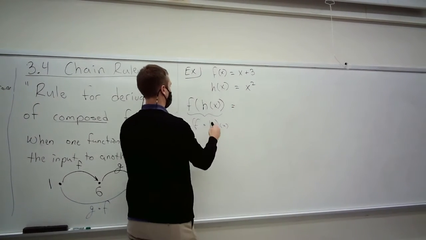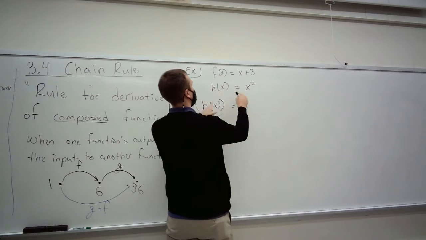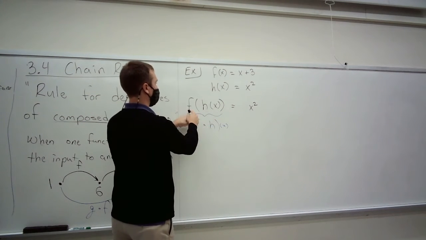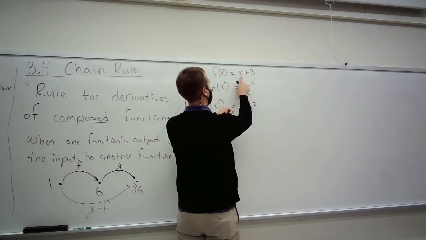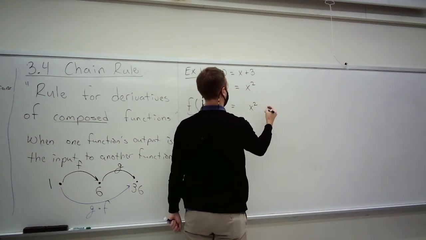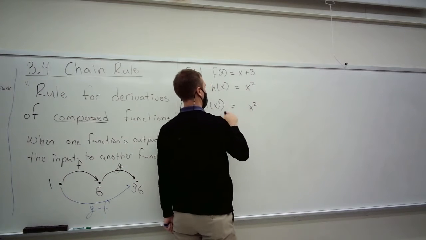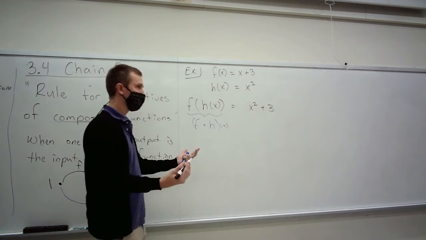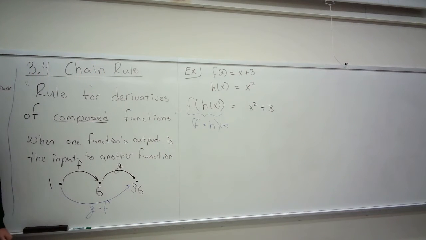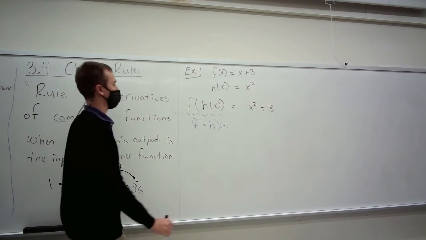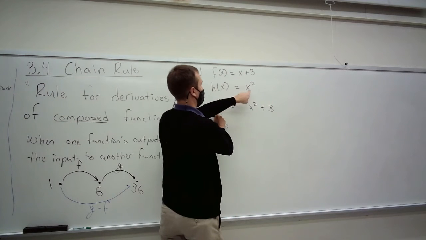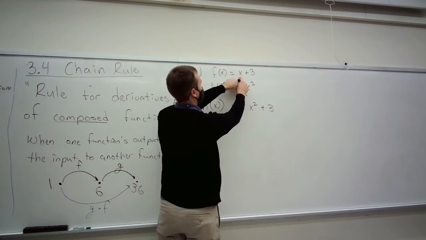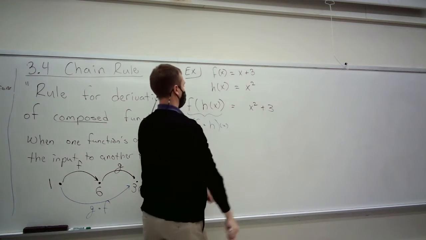Okay, hold on. Well, we take the function h, which is x squared, and that's the input for the function f. The function f says take your input and add 3 to it. Here's my input from h. Add 3. That's the result. So first I plug something into h, it gives me x squared. That output, which is x squared, I plug into f. So it's x squared plus 3.